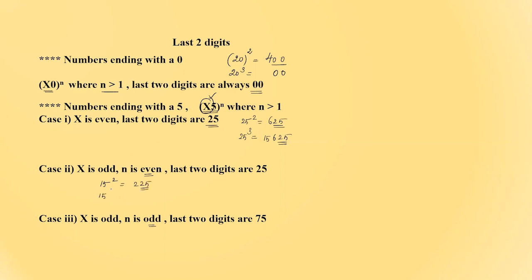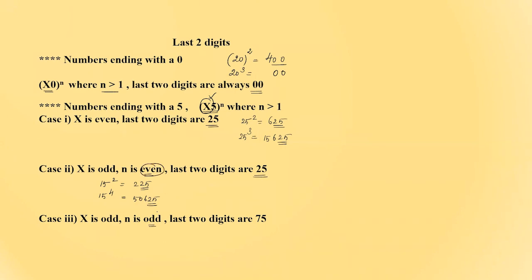Let's also take 15 to the power 4 here now. Remember, n has to be only even, my dear. That's why I'm skipping the 3 there. So this would be nothing but 50625. So again, the last two digits of this number is nothing but 25. So if x is odd and n is even also, the last two digits of the number by default would be 25 itself. Right?